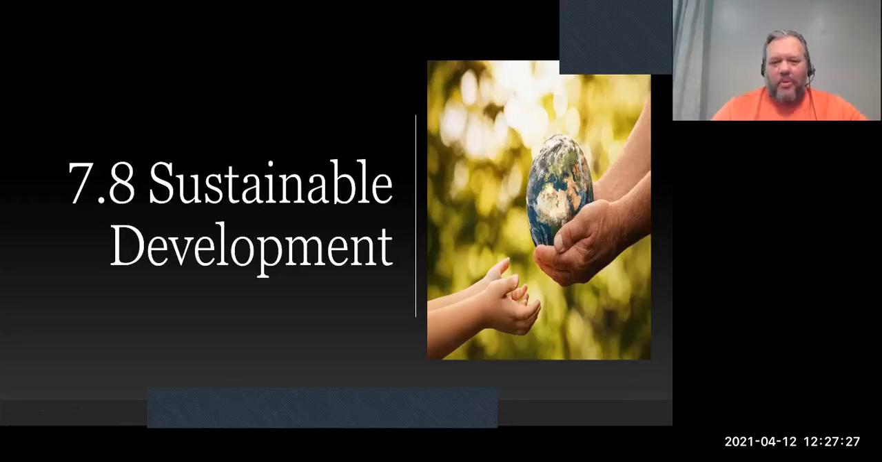All right, y'all, 7.8, last section, Unit 7. So this is all about sustainable development. And again, the idea of sustainable development is a pretty basic concept, but can be hard to make happen. The idea is to be able to produce and get the things that you want now, but not sacrifice resources and other things in the future for future generations that want the same opportunity.